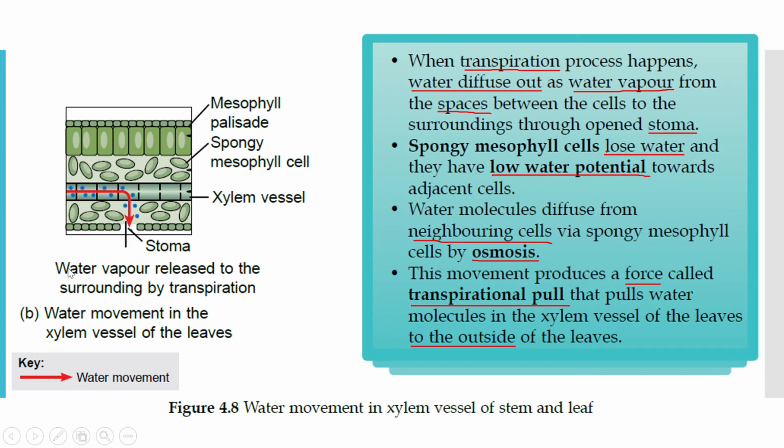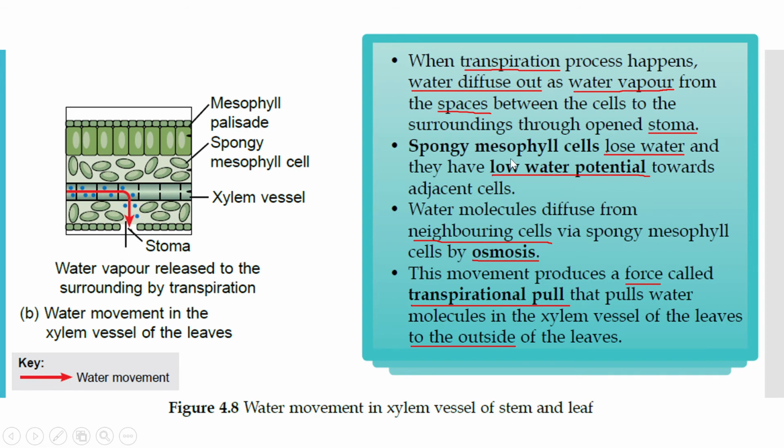So what happened is that water vapor is released to the surrounding by means of transpiration. Okay, dia akan dibebaskan ke sekeliling. So when the transpiration process happens, water will diffuse out as water vapor, in the spaces between the cells to the surroundings through the open stoma. Apabila ini buka, transpiration happens, then water is lost to the surrounding in the form of water vapor, kan? In the form of water vapor.